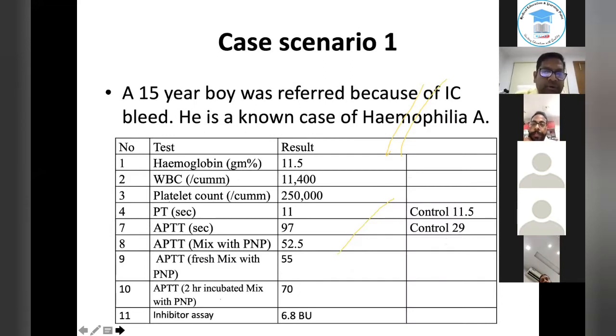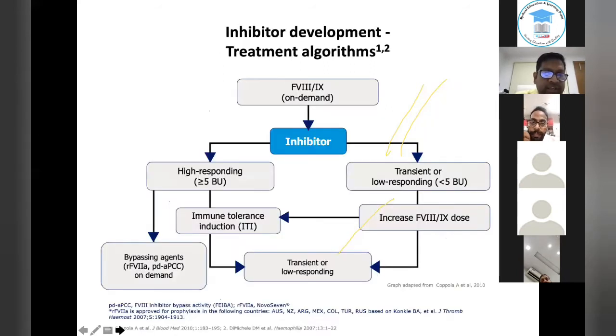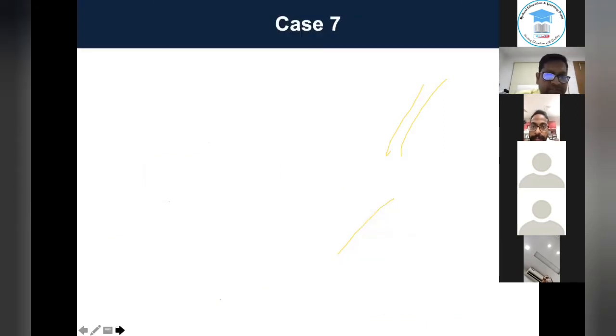So coming to our case, we have done an inhibitor assay. We got 6.8 Bethesda units. Depending upon the inhibitor level, they can be high responding and low responding. If there are less than 5 Bethesda units of inhibitor, it is low responding, and accordingly the management differs.